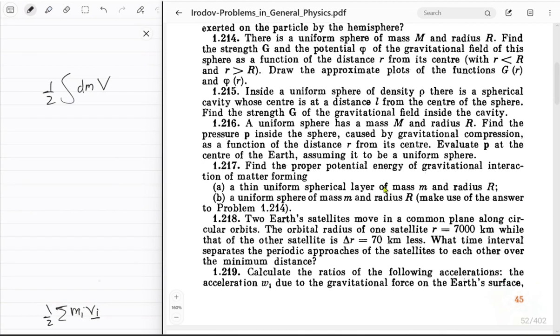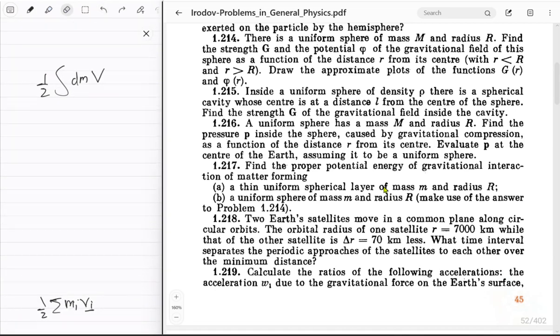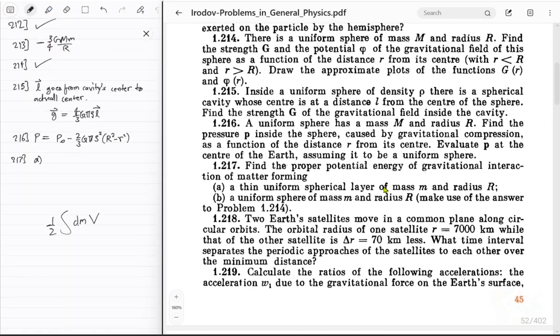And of course, we are saying V for potential. We should actually use U or something. Nah, just going to use V for potential. But whatever. So finally, we have the formula. Now let's do the problem. 217th: find the proper potential energy of gravitational interaction of matter for a thin uniform spherical layer of mass m and radius r. We just want to do half integration of dm times V. The V is actually constant throughout.